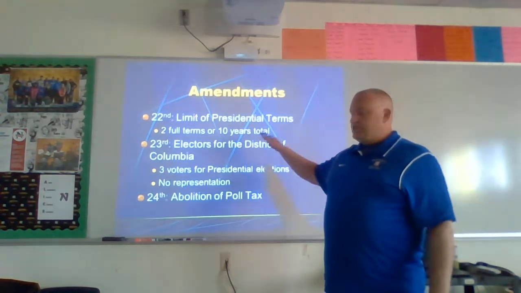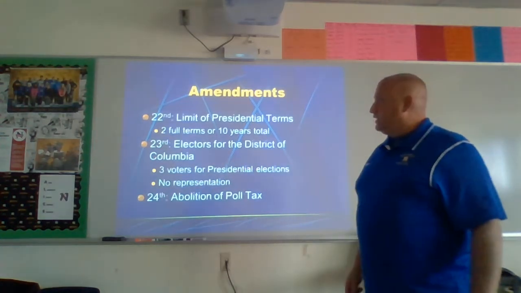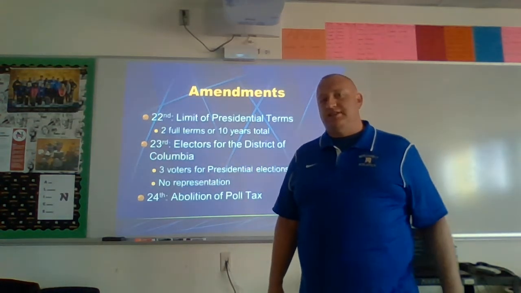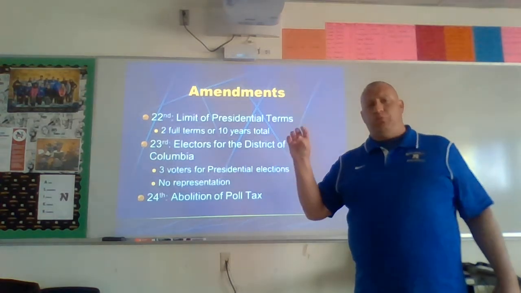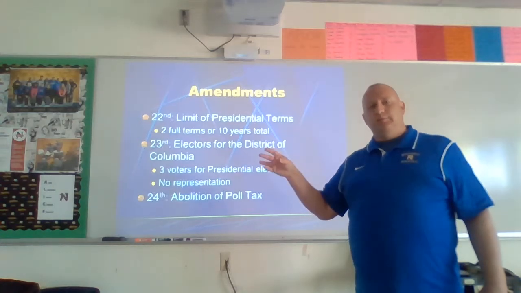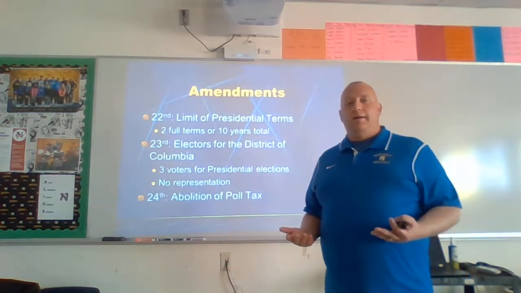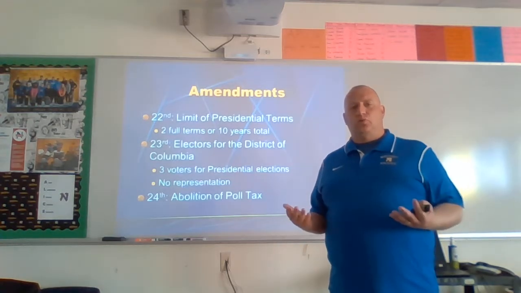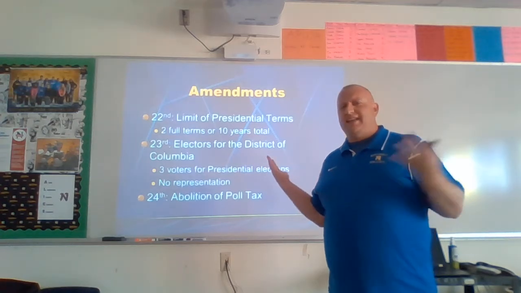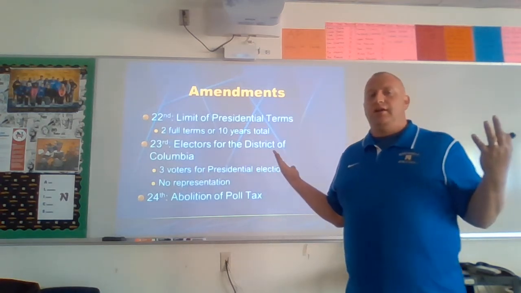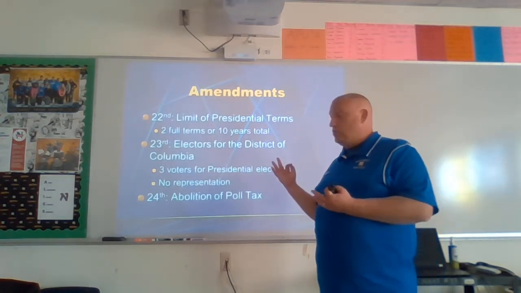But again, this is where they get the 2 full terms or 10 years total. The 23rd Amendment allowed for electors for the District of Columbia. We talked about this when I talked about the Electoral College. The Electoral College basically gives point values to every state. DC was voting, but all their votes were just being dumped into the popular vote. It was not actually being counted as part of the Electoral College. So DC said, hey, we're voting, but it doesn't count for anything. And that's when the 3 extra Electoral College votes were added on.